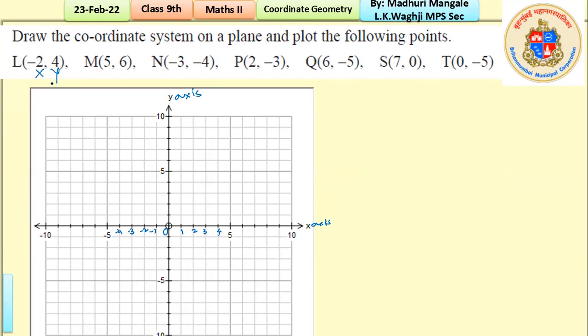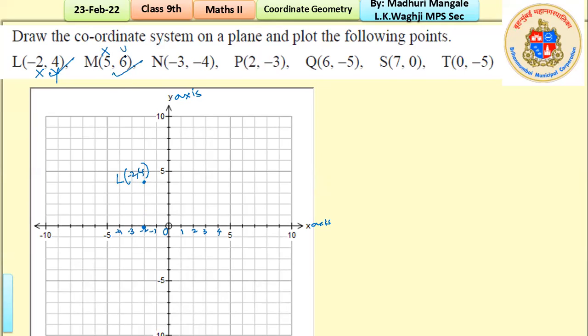So here you could see it says -2, 4. So x is -2 and y is 4. You start with x equals to -2. That's over here. No need to draw the dot or anything over there. So you start at x equals to -2 and then move 4 units up since y is 4. So moving 4 units up, 1, 2, 3, 4. That's the point. And of course, we need to label it. So L -2, 4.